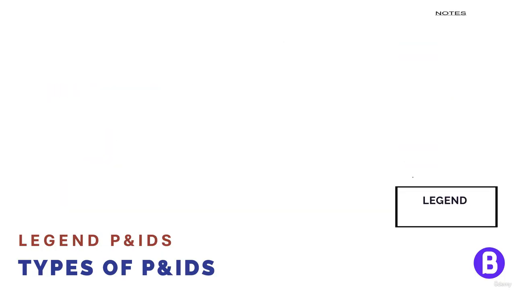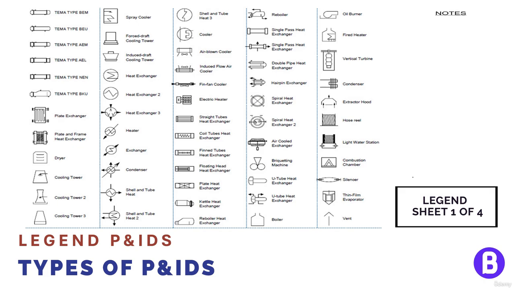In the legend P&IDs, we show each symbol used in the P&ID. By understanding the P&ID legend, engineers can understand and interpret the information on the diagram accurately and quickly. So, for example, in a legend P&ID, we shall show the symbol used for the equipment used in the project. So it shall be a symbol for pumps, compressors, heat exchanger types, etc.